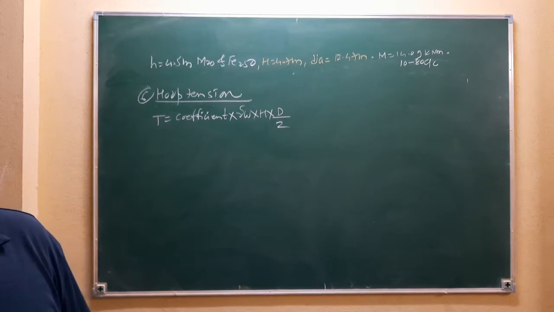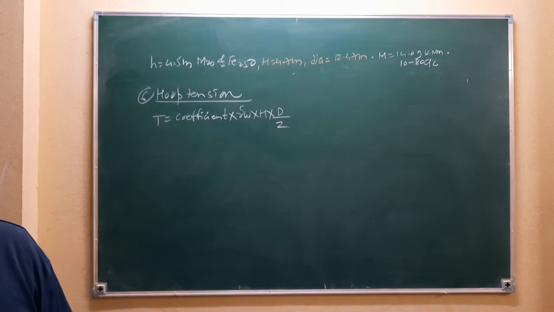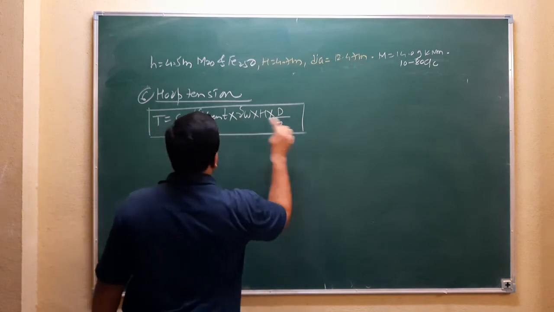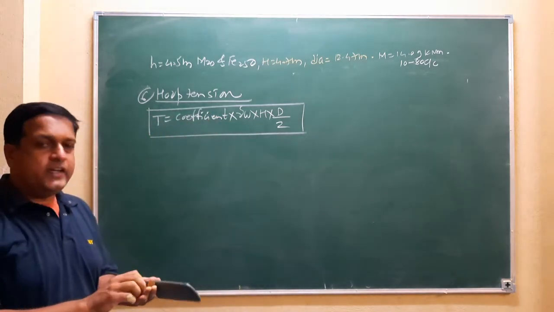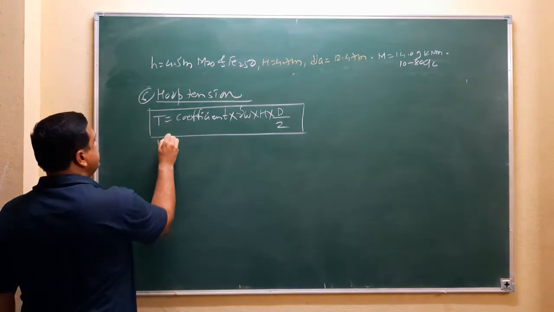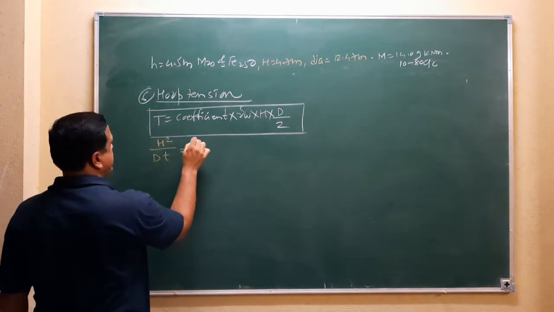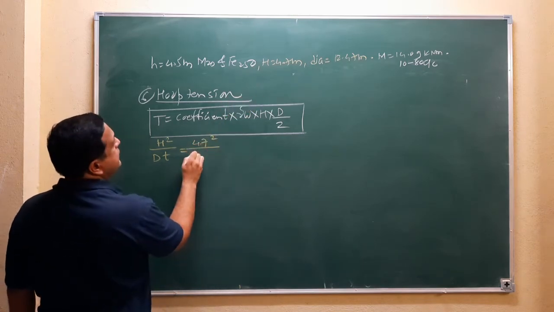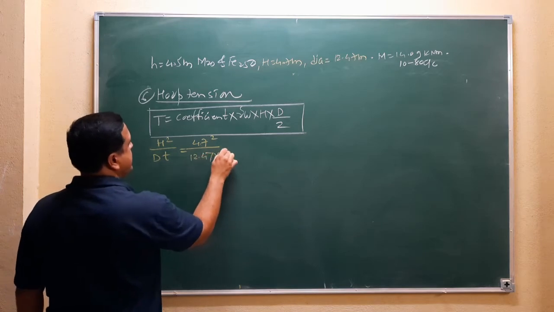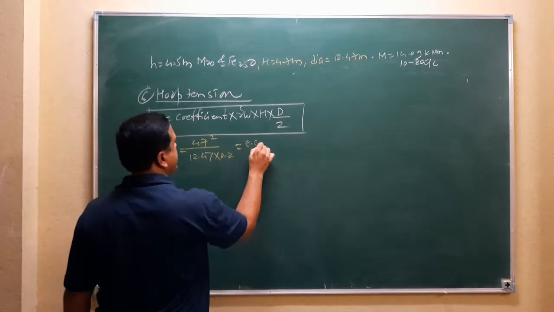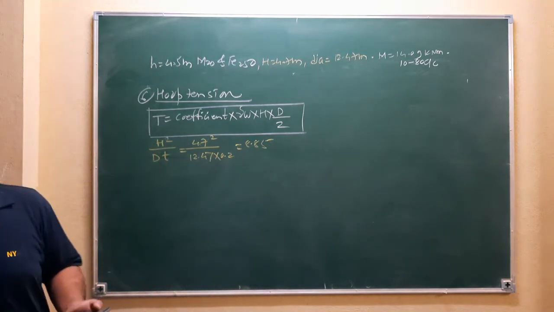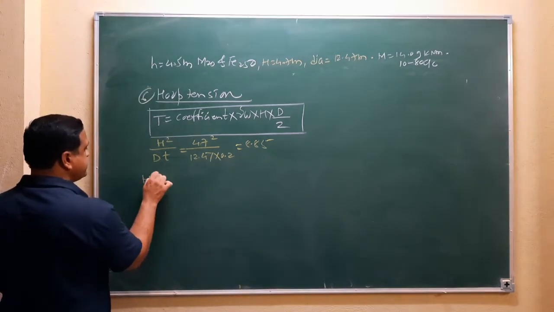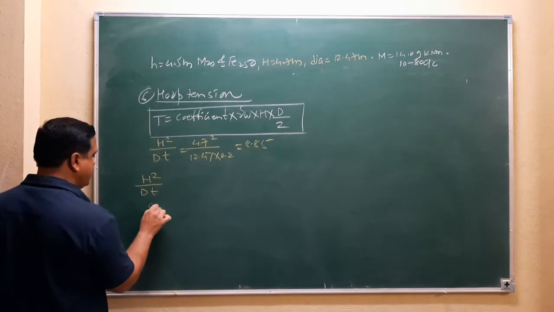The formula is available on page number 35. Coefficient into H into gamma W into R. Radius is given as diameter by 2. But again this coefficient depends on H square upon D into T ratio. So H square upon D into T ratio, already they are calculated. H is 4.7, diameter is 12.47, thickness is 0.2. I think it is 8.85. Already we have calculated this.